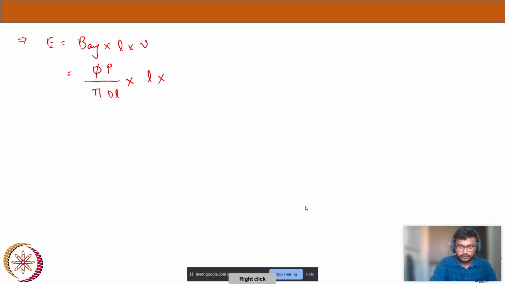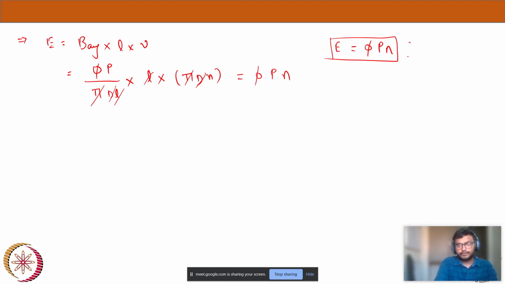Now, what is the EMF induced we got? Phi p n. What is the unit of it? Volts. Voltage. Let's say induced voltage, right? Now, what we got here is for a single conductor. What we are trying to actually calculate is the total induced voltage appearing across the armature terminals.